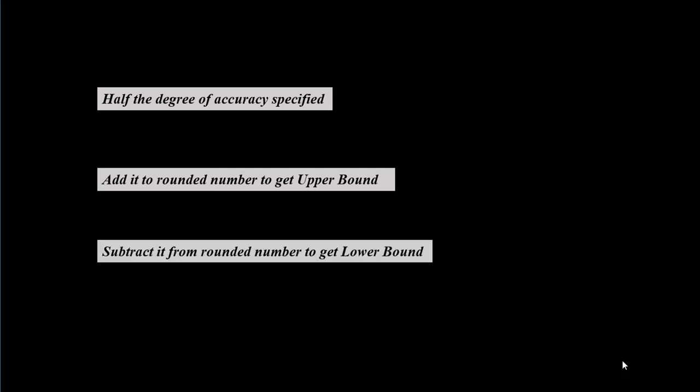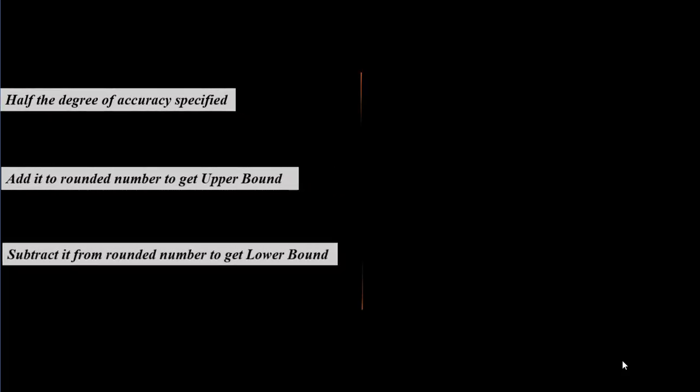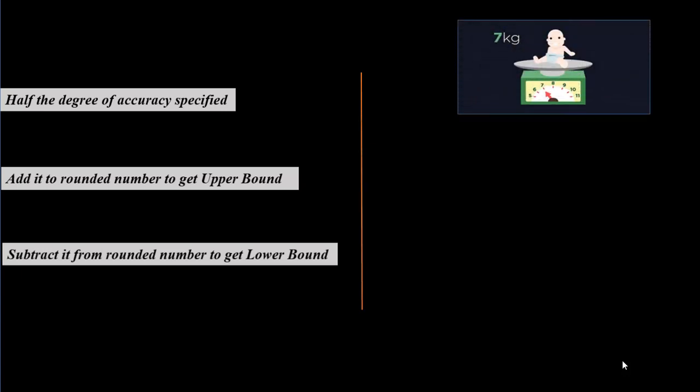Let's explore it. Number 1, half the degree of accuracy specified. Number 2, add it to the rounded number to get the upper bound and subtract it from the rounded number to get the lower bound. Let's see the baby example in another way. The mass of the baby was written to the nearest kilogram, meaning 1 kilogram. So half the degree of accuracy, half of 1, will be equal to 0.5. Now what was the rounded number? That was 7. So add this 0.5 to 7 to get the upper bound and subtract this 0.5 from 7 to get the lower bound. So this is how you can find the limits of accuracy.